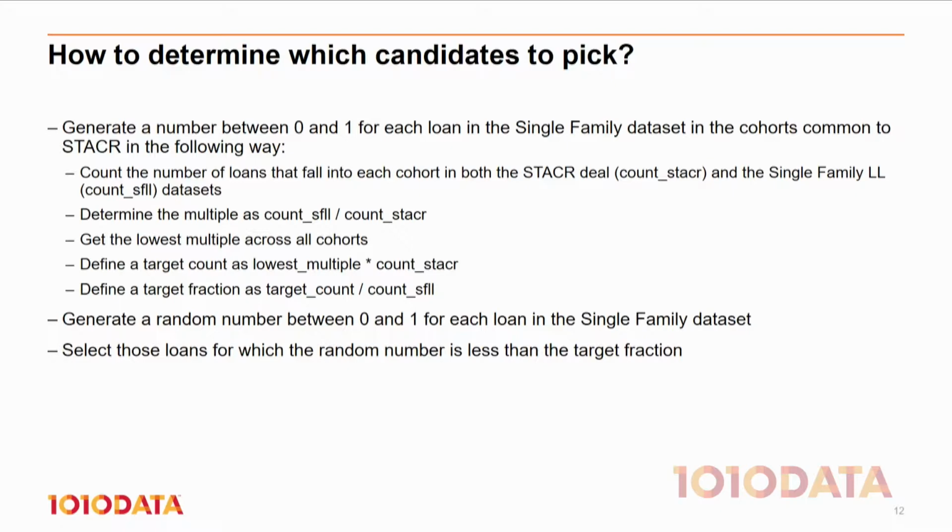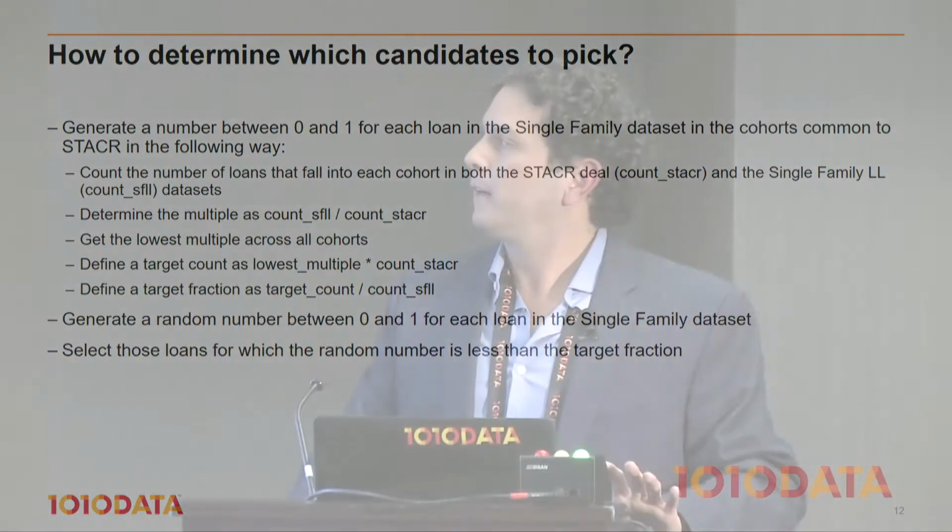You do the same for the single family, and then you take the ratio between the single family and the Stacker deal. One important thing is that I'm assuming that if you do everything correctly, you will have more loans in the single family than you have in the Stacker deal. So this multiple is going to be a number that is greater than 1, right? Then you look at that multiple across all the cohorts, and take the lowest one of them. That's basically how much more loans you can pick from the original number of loans in the Stacker deal.